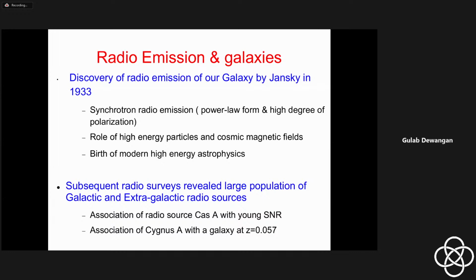Okay, and once this radio emission was discovered, people did survey the sky for radio sources, and these radio surveys revealed a large population of galactic and extragalactic radio sources. Some of these newly discovered radio sources were identified with Cassiopeia A. This is a supernova remnant. The supernova remnants are also strong sources of radio emission. Some others were identified with galaxies. For example, one of the radio sources, Cygnus A, was identified with a galaxy at a redshift of 0.057.